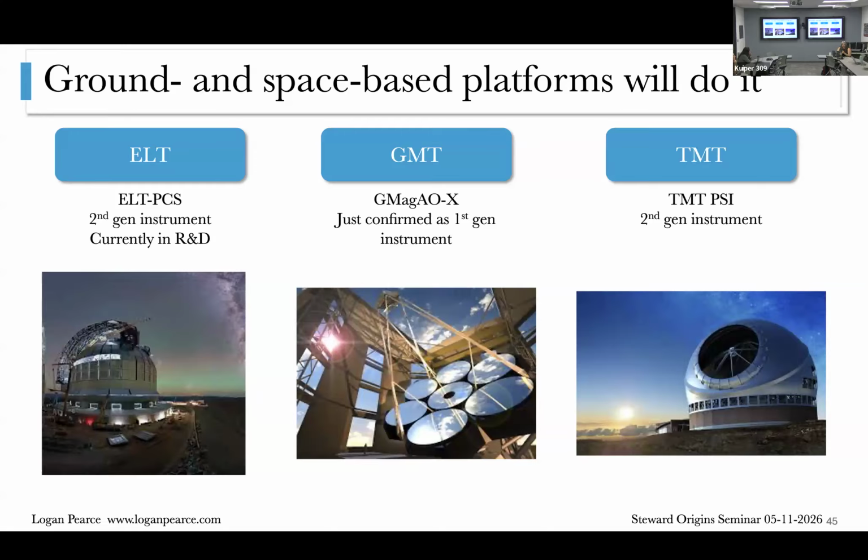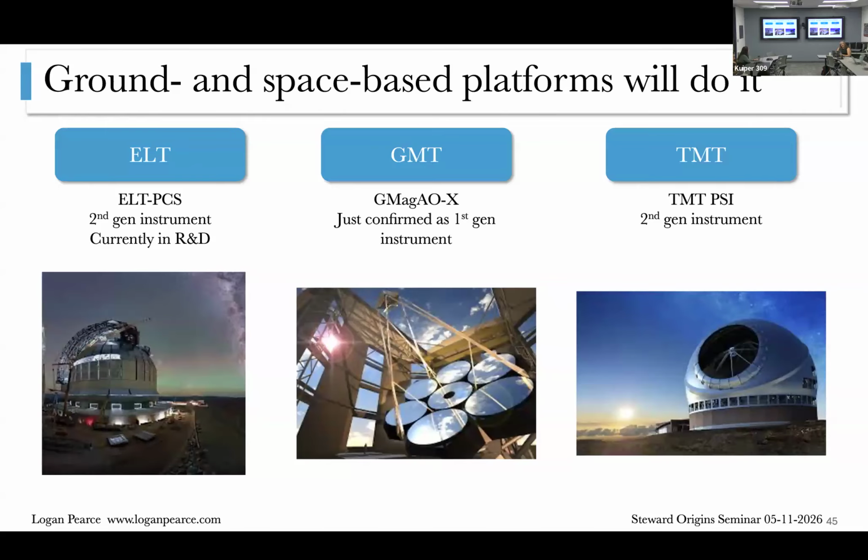And so I've been able to participate in a lot of the conversations on the development of ELT PCS, which is currently ongoing. It's planned to be a second generation instrument. The ELT itself is pretty well along being built. It's pretty cool. But the instrument for the science case is a little further behind.